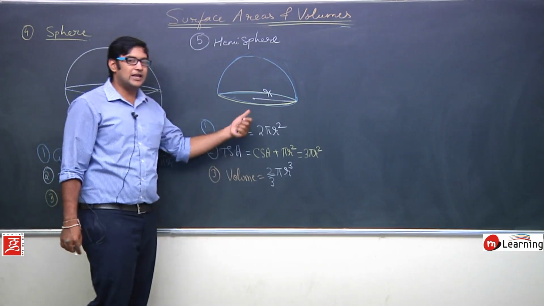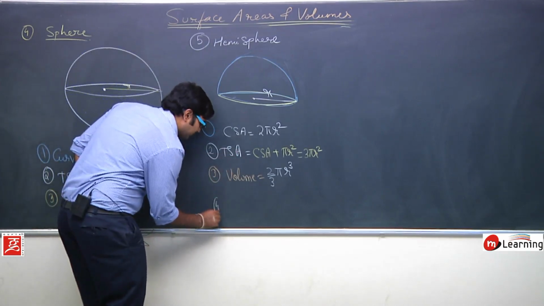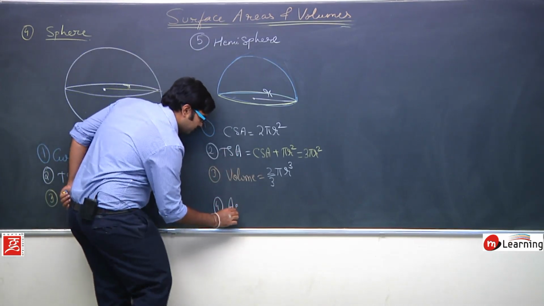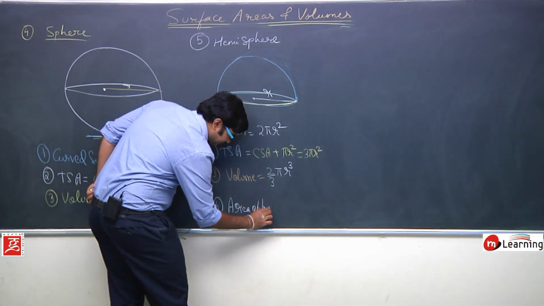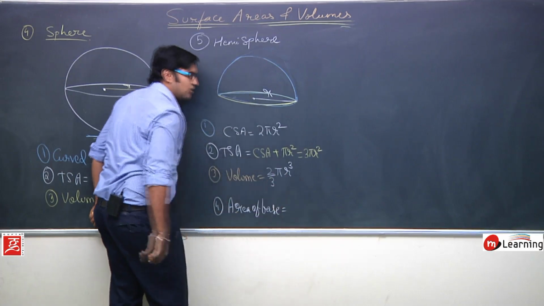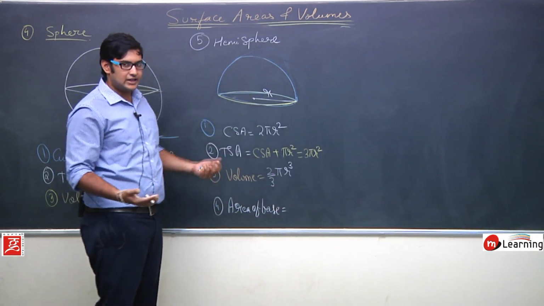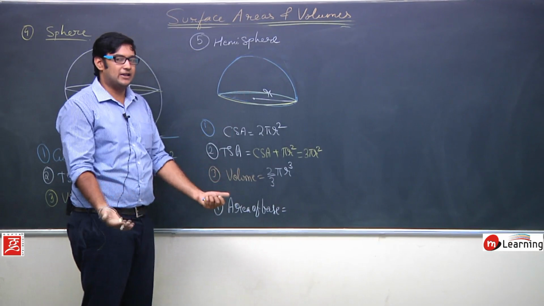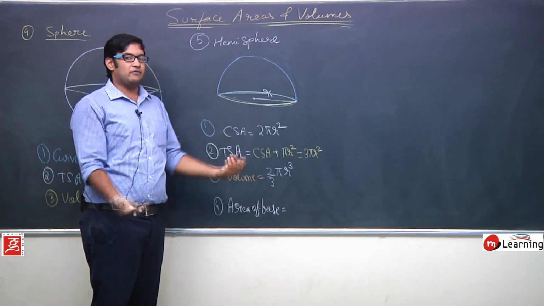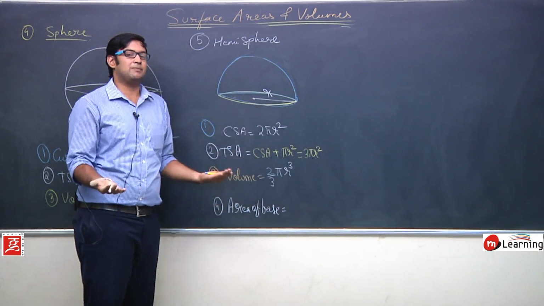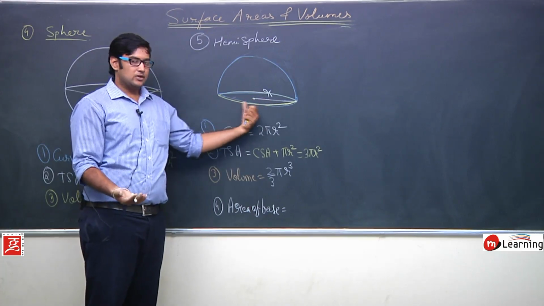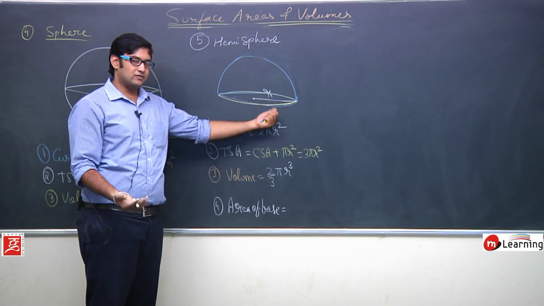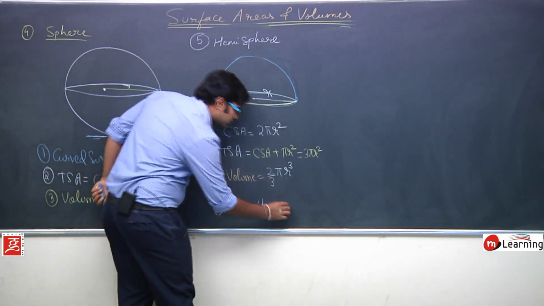Then if I talk about the area of base of this hemisphere, the area of base will be the area that it occupies when kept on a plane. How much area will it occupy when I keep this hemisphere on a plane? This much area, the area of this base, this circle. This circle is of radius r, the area of this part is pi r square.